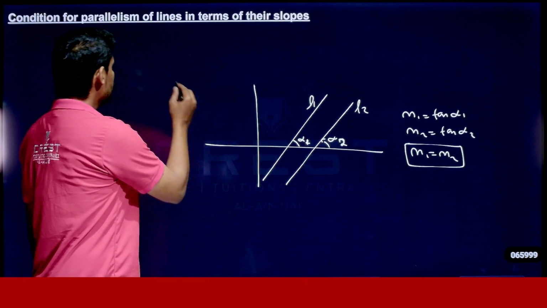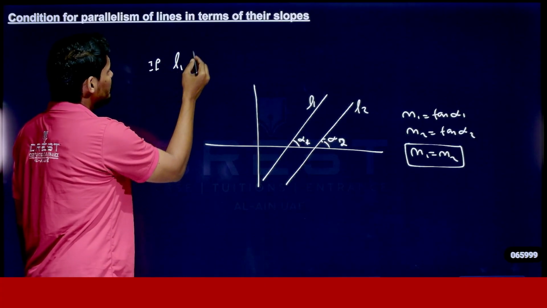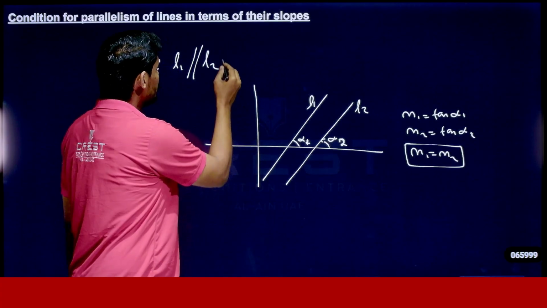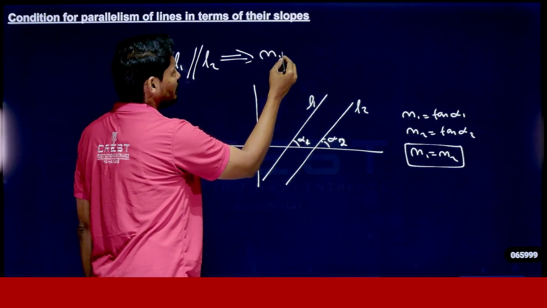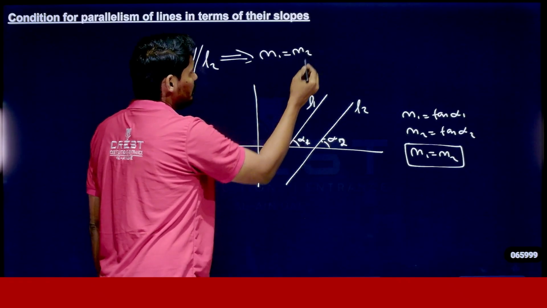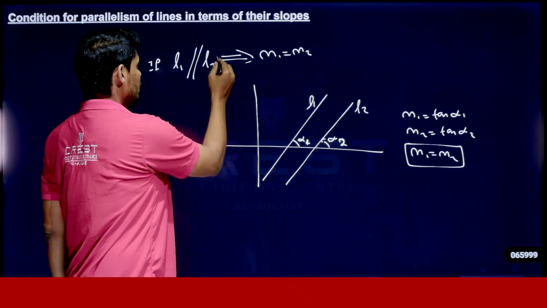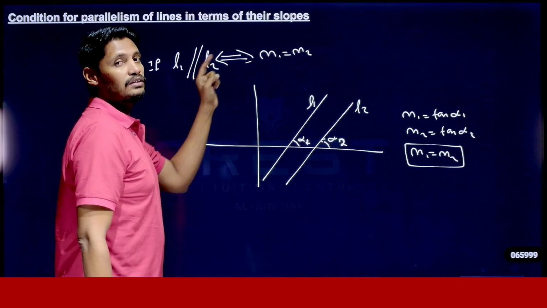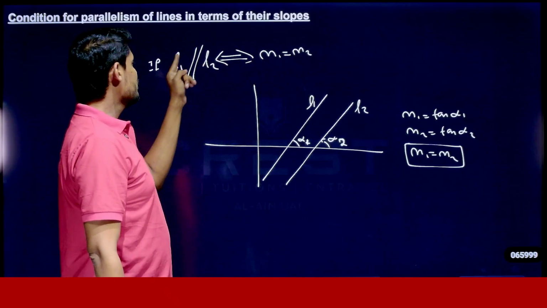So you have to remember, if line L1 is parallel to line L2, what you can recognize? You can say that if lines are parallel, their slopes are equal. And also if their slopes are equal, the lines are parallel. It is like an if and only if condition. If lines are parallel, slopes are equal. If slopes are equal, we can say that lines are parallel.